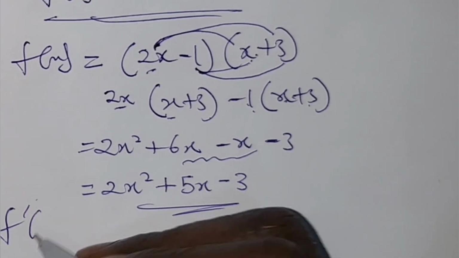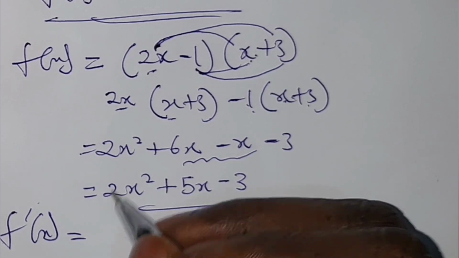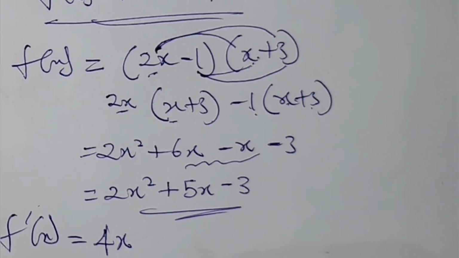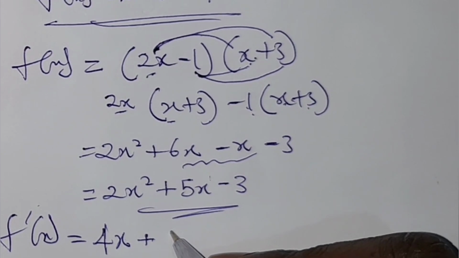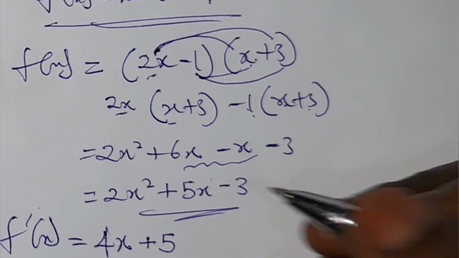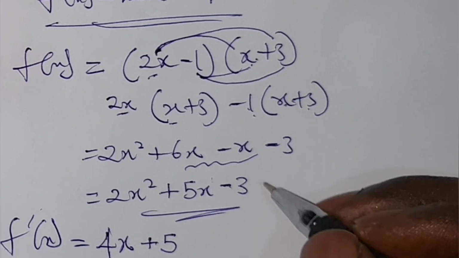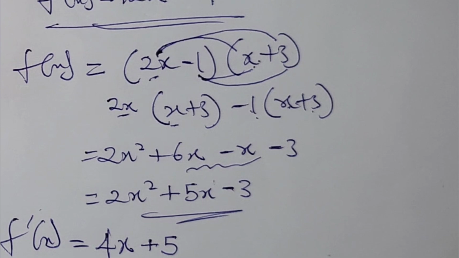So f prime of x becomes: we multiply the exponent by the coefficient of the variable, which gives us 4x. Reduce the power by 1, so we get a power of 1. Plus, there's an exponent of 1 here. 1 times 5 is still 5. Reduce the power by 1, we get x to the power of 0, and any number to the power of 0 is 1, so it's gone. Negative 3 is a constant without a variable, so when we differentiate it, it becomes 0. So the answer becomes 4x plus 5.